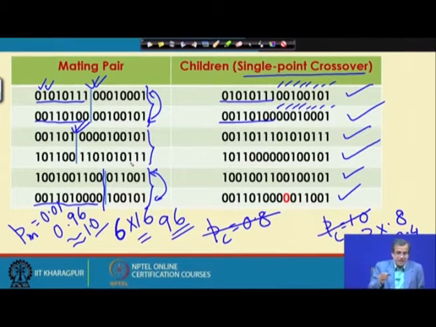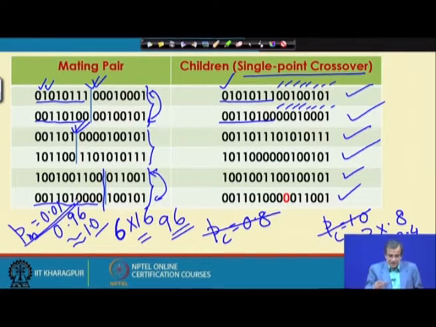Now, how to implement that? To implement that, what you will have to do is concentrate on this particular children solution, concentrate on the first bit position, and once again you try to implement this probability of mutation with the help of the random number generator. So, the random number generator is going to generate a number lying between 0 and 1.